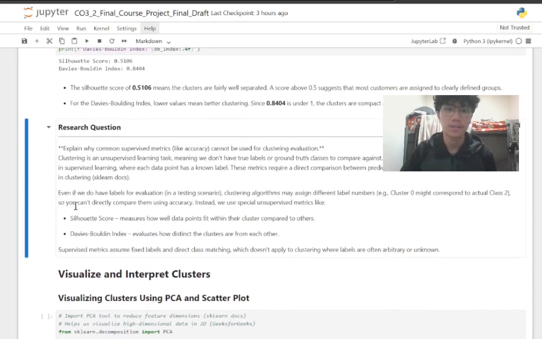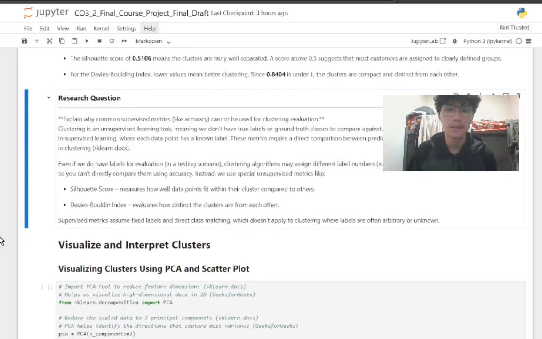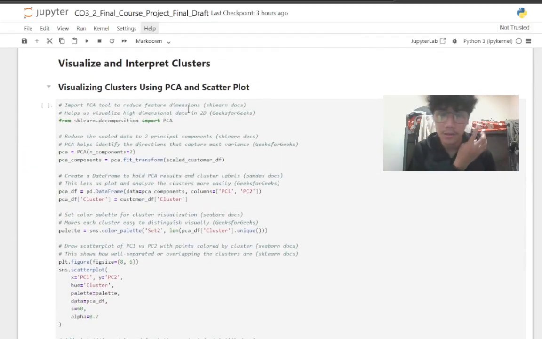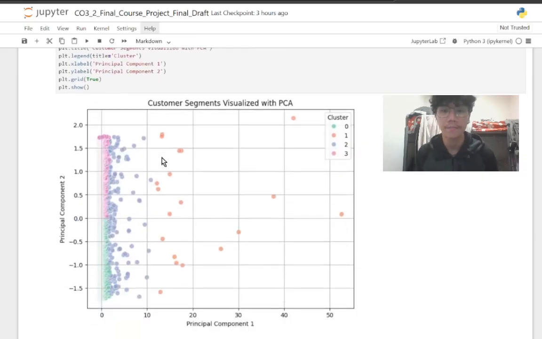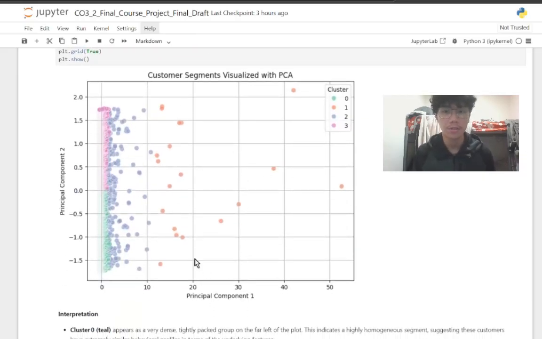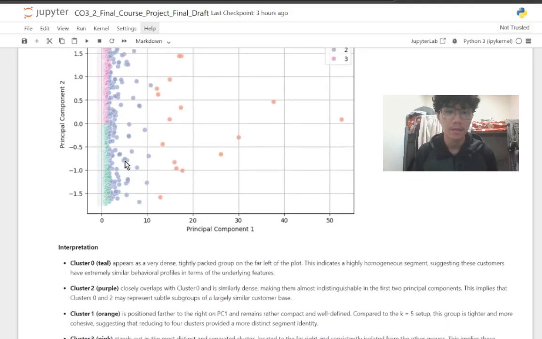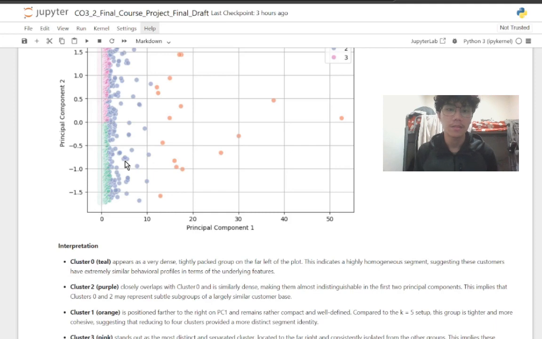To visualize these clusters, we used PCA to plot them in 2D. This scatter plot clearly shows our 4 customer segments. Notice how cluster 3 in pink is very distinct and separated from the others, suggesting a unique customer profile. And then, what do these clusters mean?